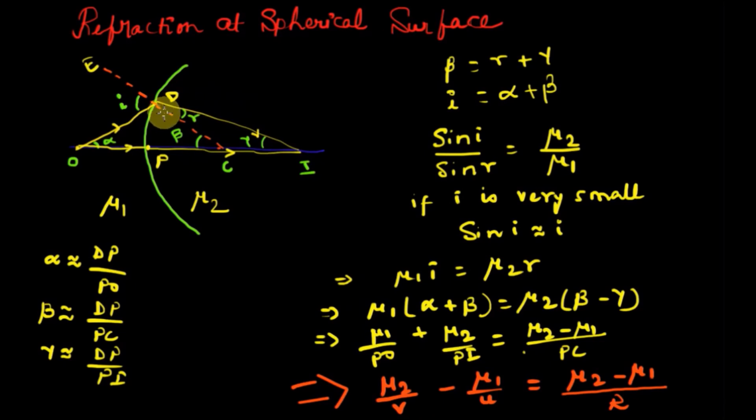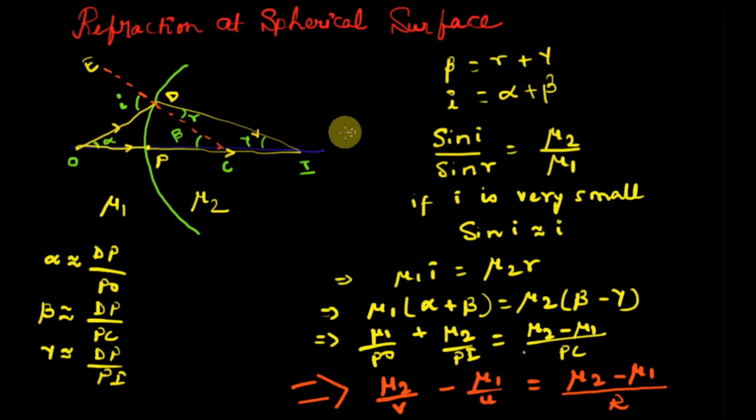Now the subsequent analysis is pretty straightforward. Let's first denote other angles. Let's say this angle DOP is alpha, angle DCP is beta, this is the angle of refraction R, and this angle is gamma. So if we see triangle DCI, by the law of triangle, beta is equal to R plus gamma. Similarly, this angle EDO, I, will be equal to beta plus alpha.